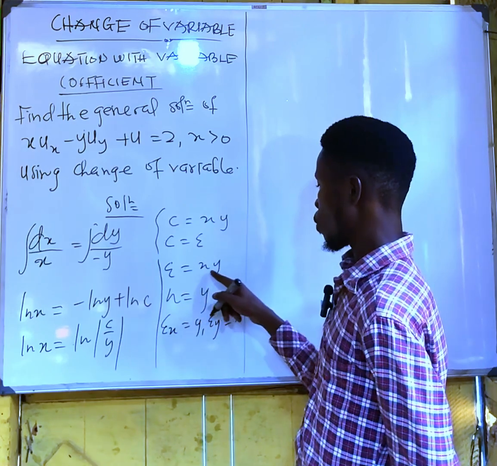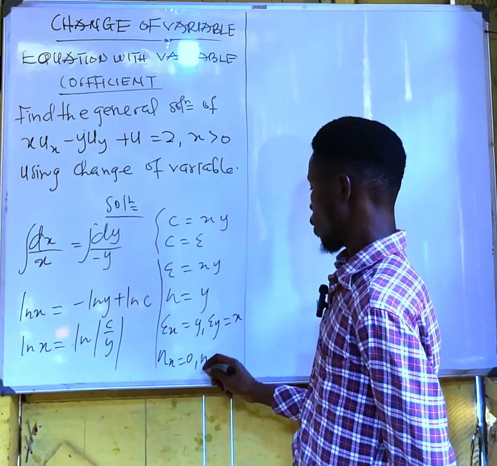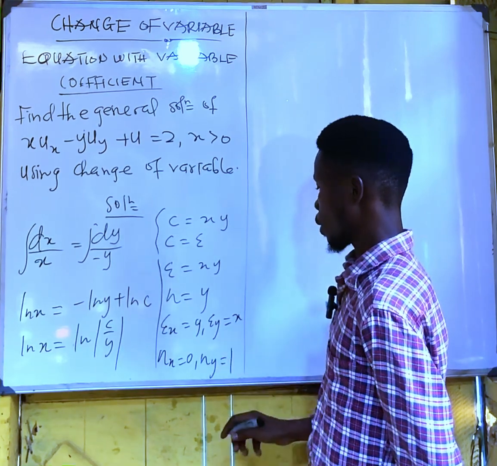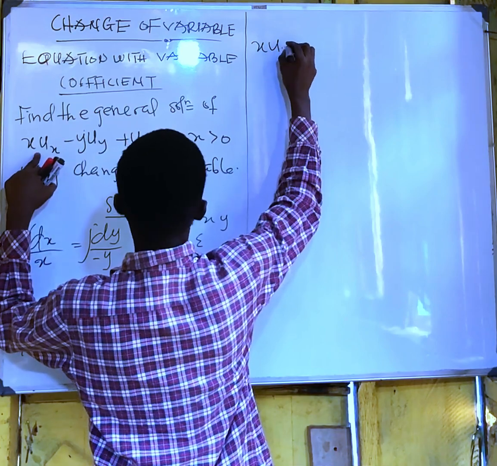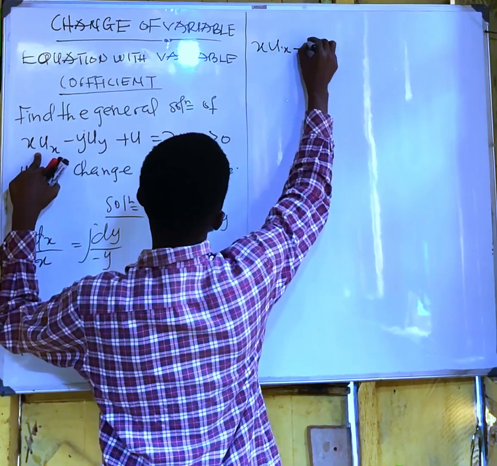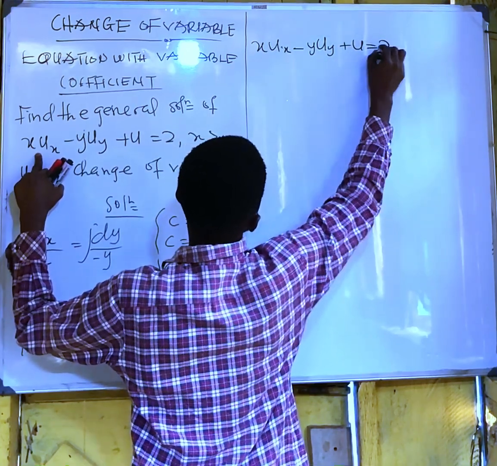With y will be 1, leaving x. Eta with respect to x is 0. Eta with respect to y is 1. Now let's write the equation. This is the equation: x u_x minus y u_y plus u equals 2.